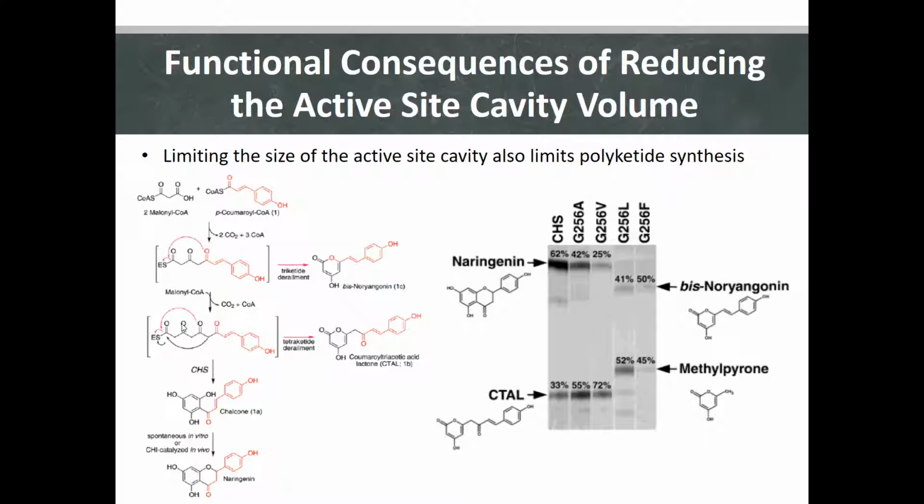You have restricted the active site cavity volume, so there's not space to accommodate that next condensation step. So you'll see for leucine and phenylalanine at the 256 position, we form a mixture of triketide related species as opposed to the tetraketide related species.